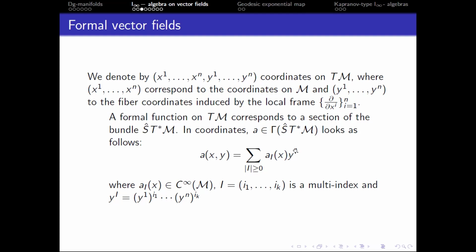And these are, as I said before, fiber coordinates. So these y's correspond to coordinates of tangent vectors. So this is how sections of this bundle look. And now what I mean by a formal vector field is just a derivation of this type of functions. So we will differentiate with respect to these fiber coordinates.